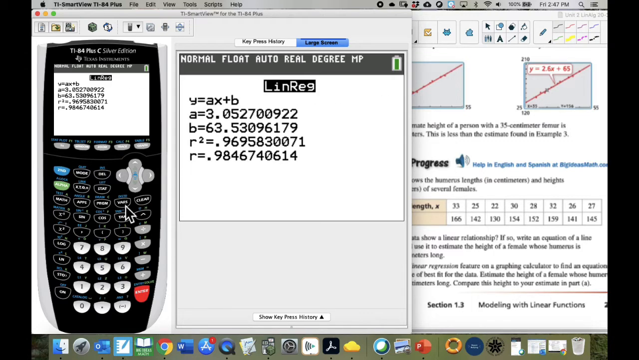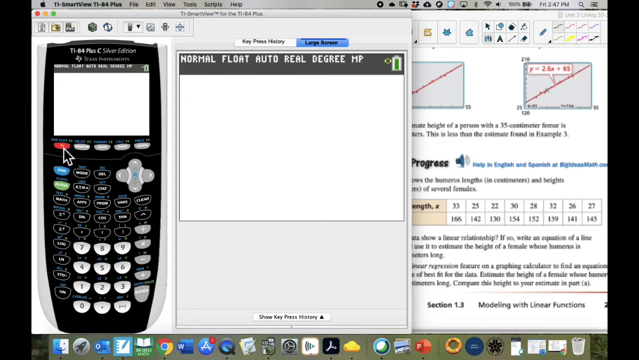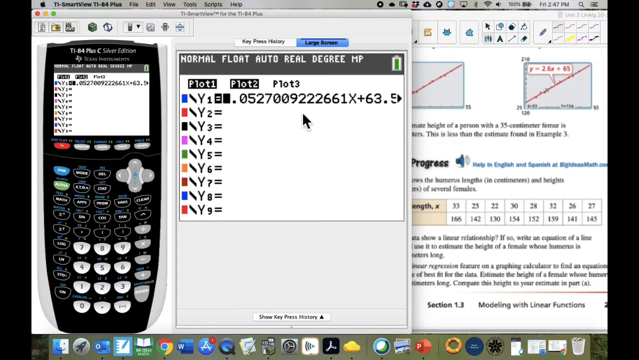I'm going to stop here and I'm going to write these numbers down. I should round out to maybe the hundredths or thousandths place. Once you have them written down, we're going to go to our next step. One thing is we could go to the Y equals button right now. Let's go to Y equals. And we have this equation.